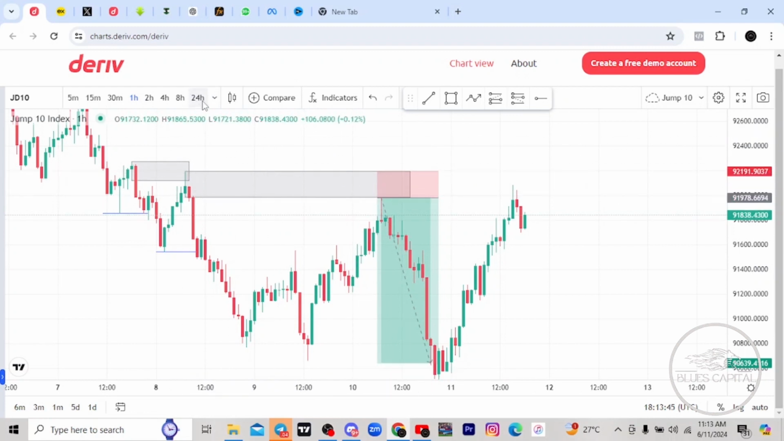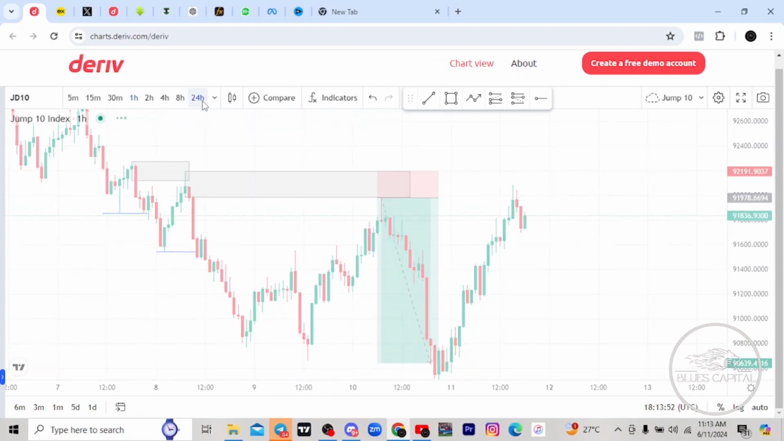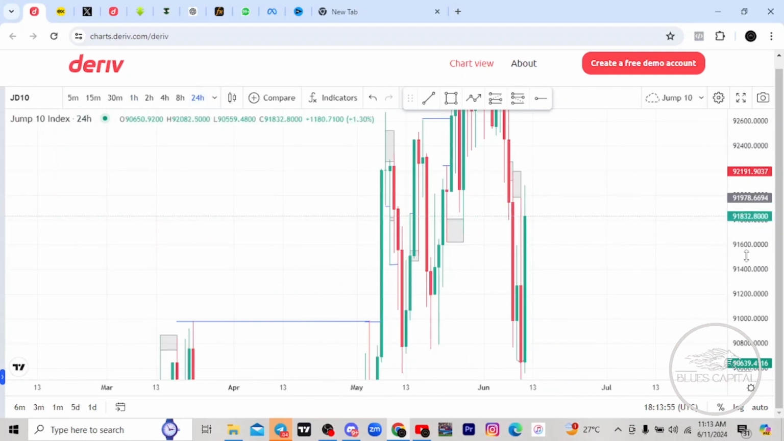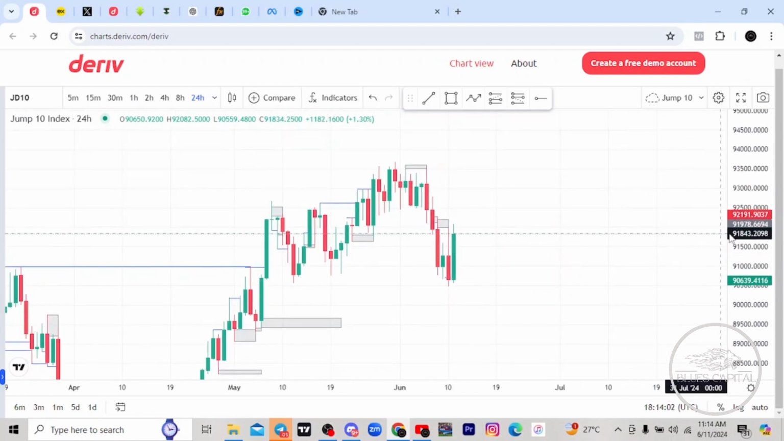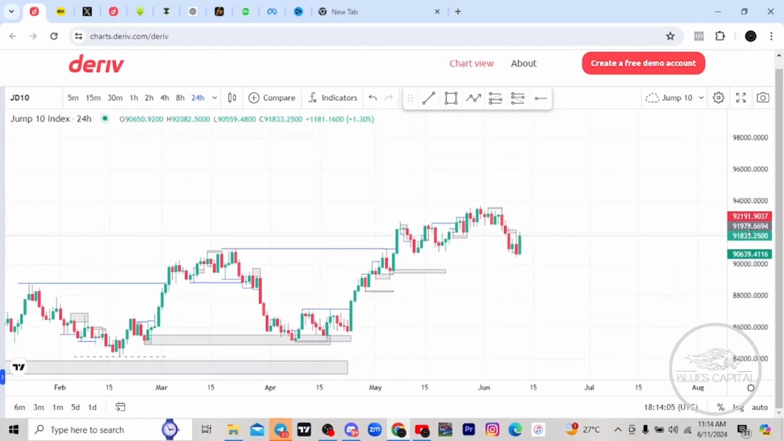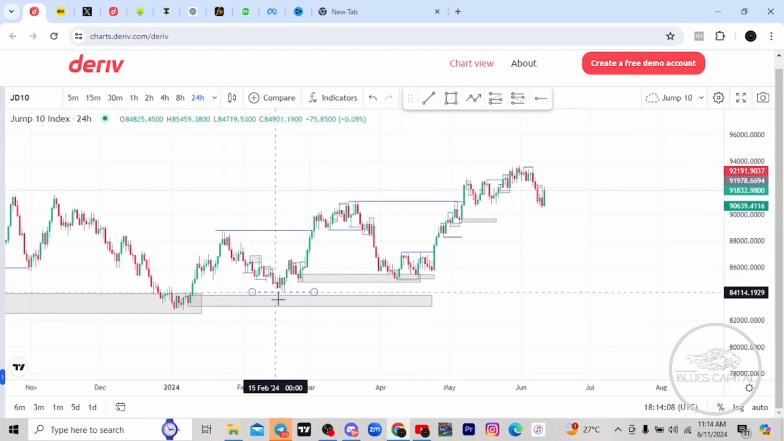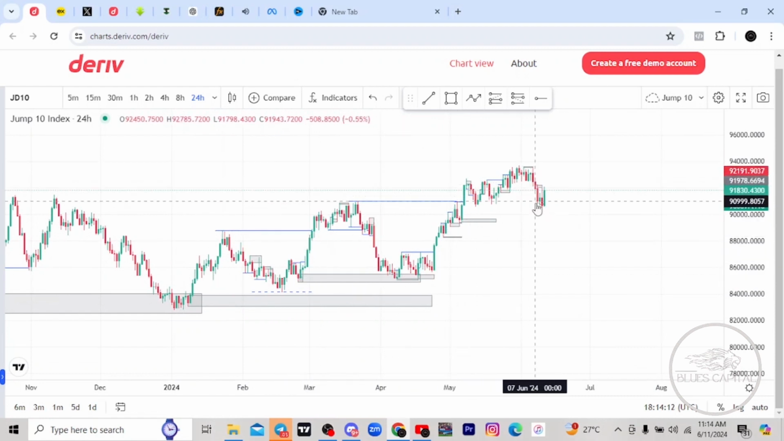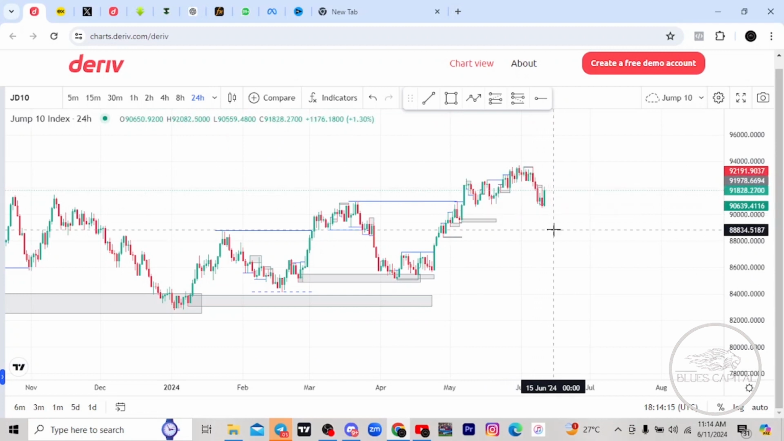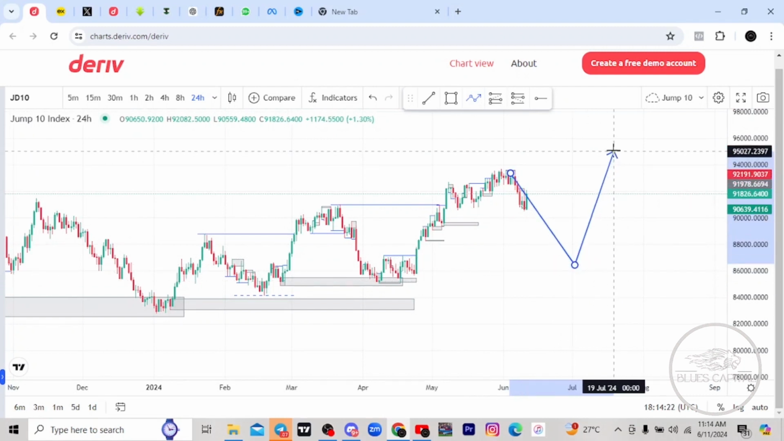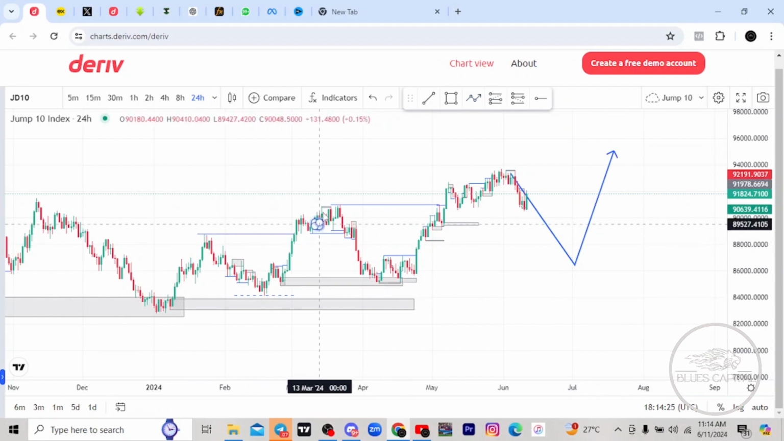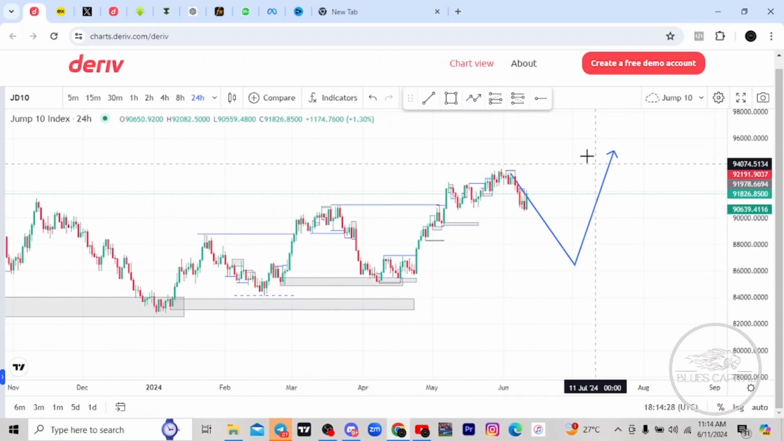So how did I catch this trade? I did my top down analysis, starting from the 24 hours time frame, which is the daily time frame. You can see on the daily time frame, market is bullish, creating a higher low, higher high, higher low, higher high. Market was now retracing back to create a higher low before continuation, to continue the bullish move. Market is creating a higher high and higher low.